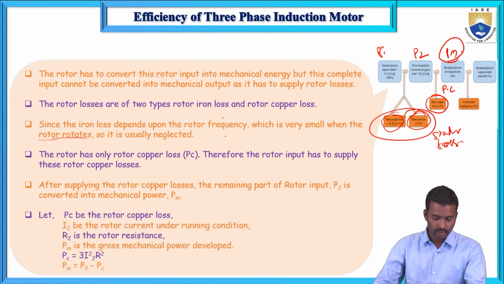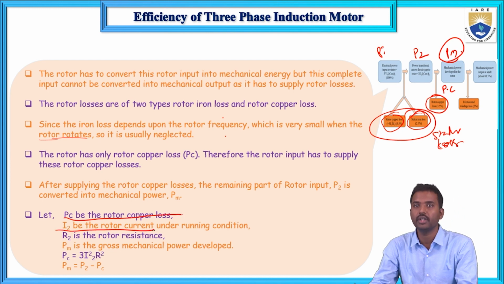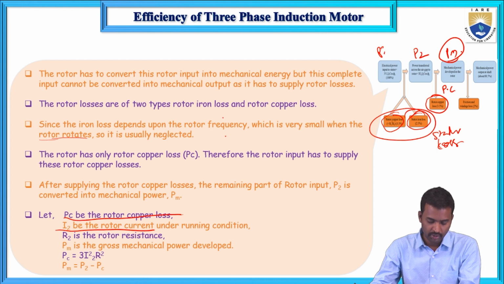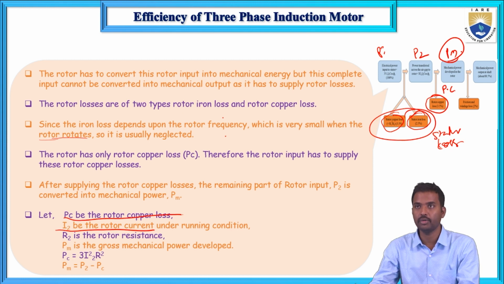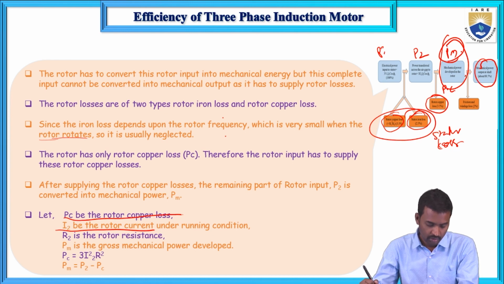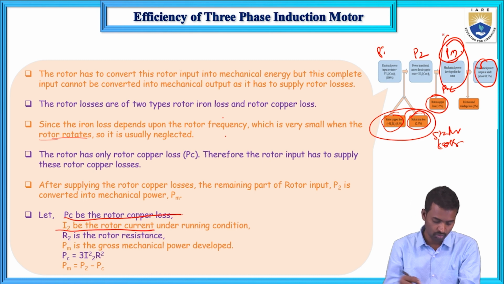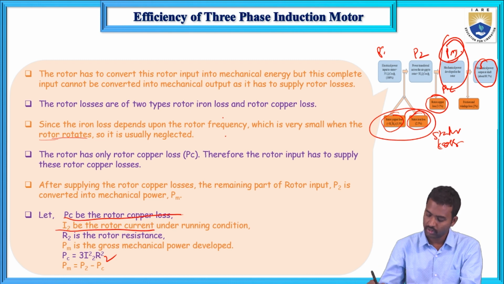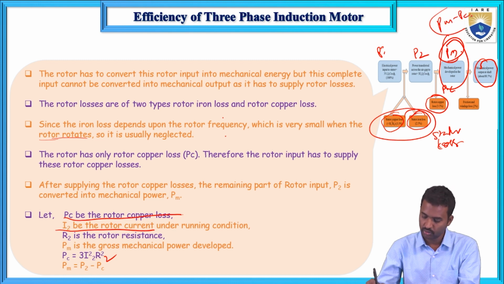Now here these are the parts. PC is the rotor copper losses, where suffix 2 indicates the rotor, I2 is the rotor current under the running condition, and R2 is the rotor resistance. PM is the gross mechanical power developed, and this is the shaft power. PC equals 3 I2 squared R2. And this power, P2 minus PC, is known as PM.